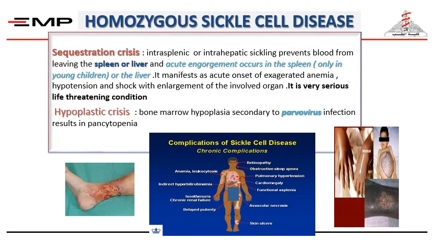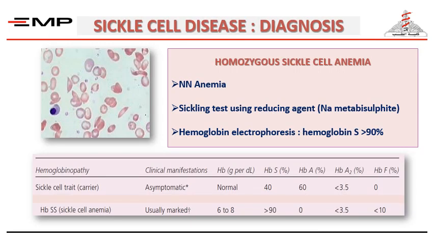It's very serious, life-threatening. One of the other complications is hypoplastic crisis. They develop pancytopenia. It's very frequently related to parvovirus infection. Leg ulcers are also one of the complications of sickle cell disease.